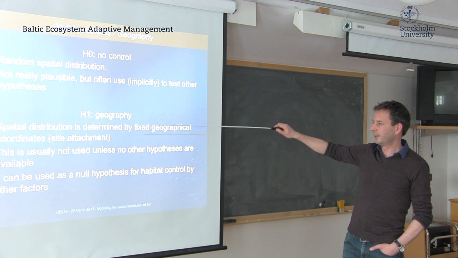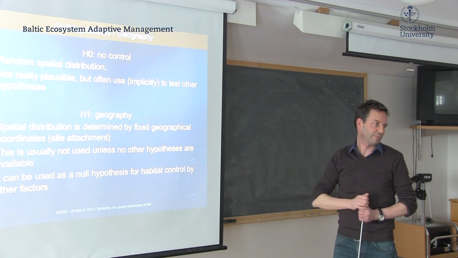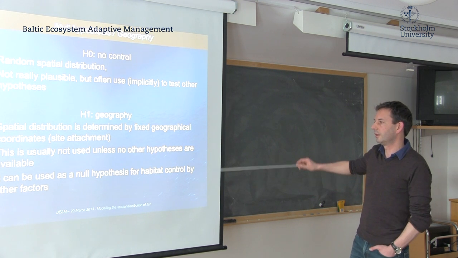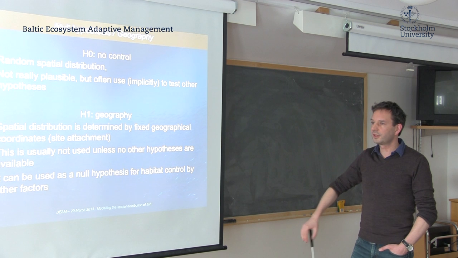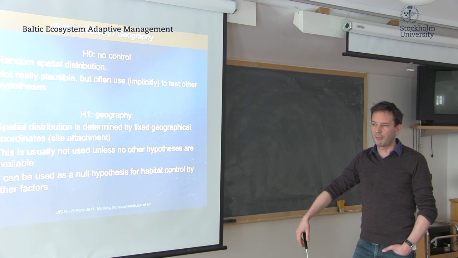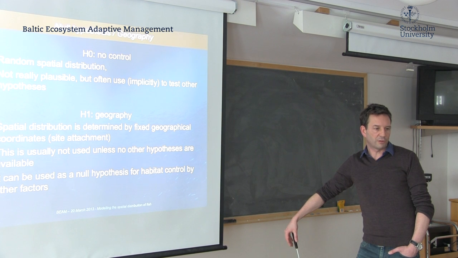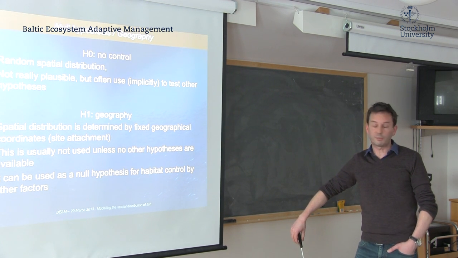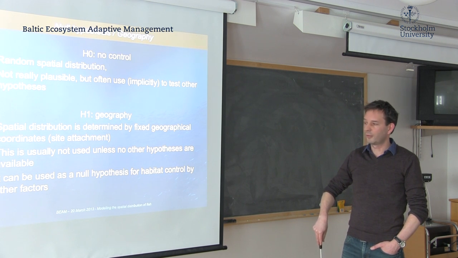So a second hypothesis is that there is a geographical pattern that is fixed. Okay, so you have a spatial distribution and it's determined by the fixed geographical coordinates. And this is something that is not used very often, but it's used in some cases. For example, when you have mean distribution maps of species based on aggregated years of observation, this is already a model of spatial distribution. And the only variable in this model is the geographical coordinate. So that's the only control. So you just map the mean distribution.